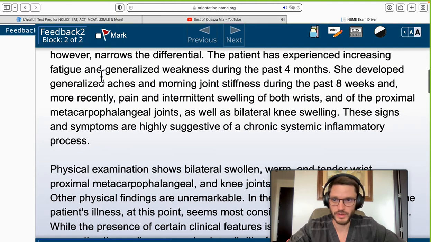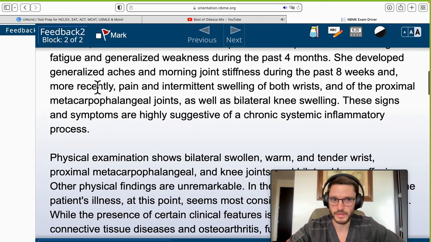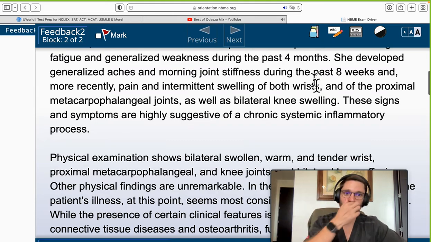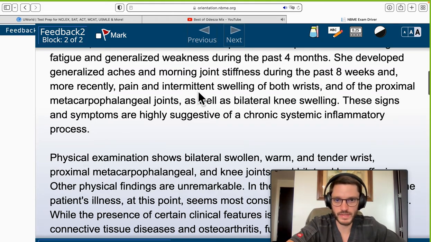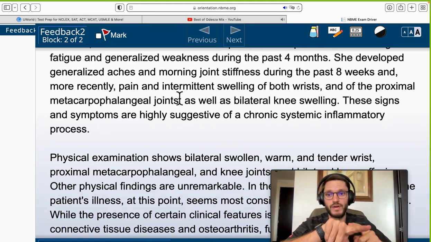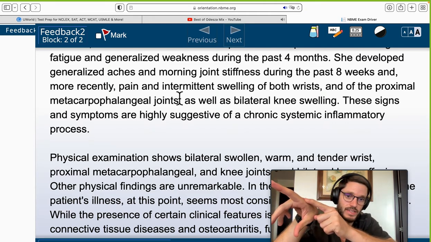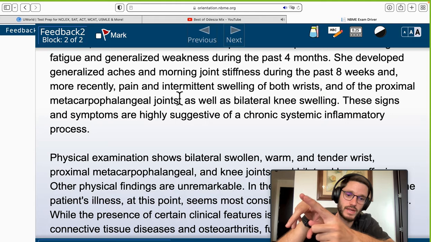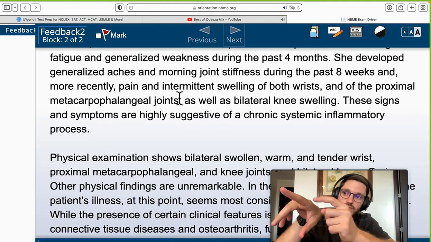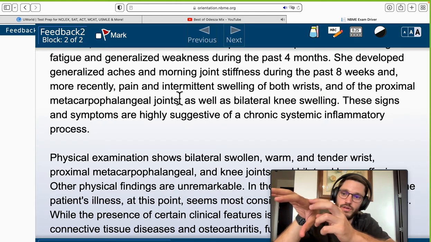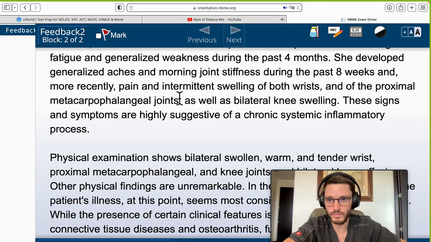This patient has experienced fatigue and generalized weakness during the past 4 months. She developed generalized aches and morning stiffness during the past 8 weeks, and more recently, pain and intermittent swelling of both wrists and proximal metacarpophalangeal joints, this one right here, as well as bilateral knee swelling. Remember, osteoarthritis is more right here, distal, this one. Rheumatoid arthritis is more proximal.